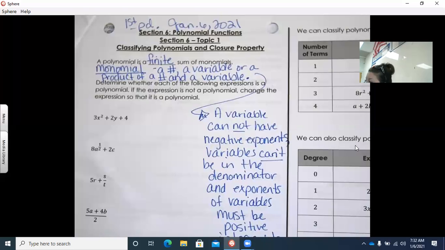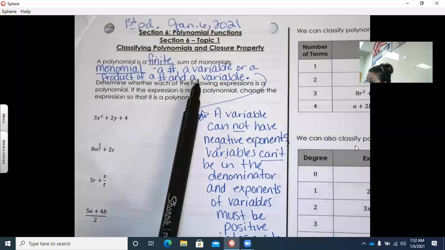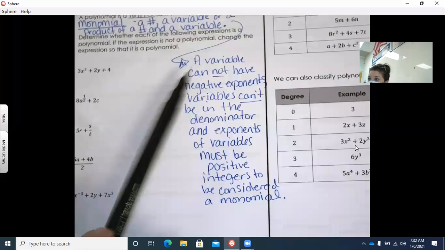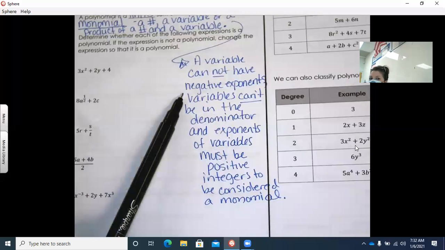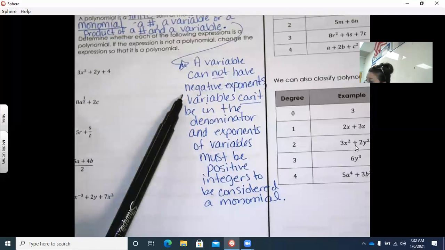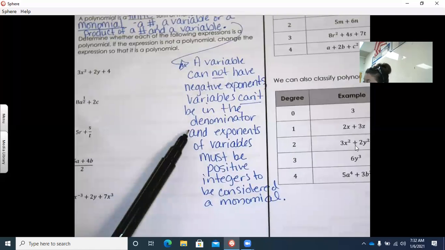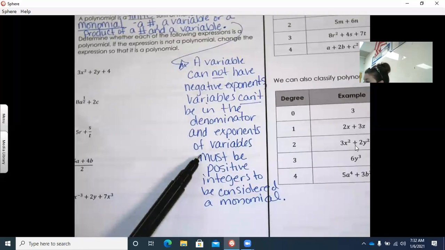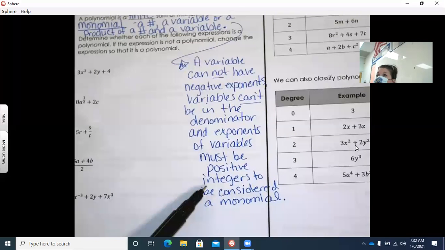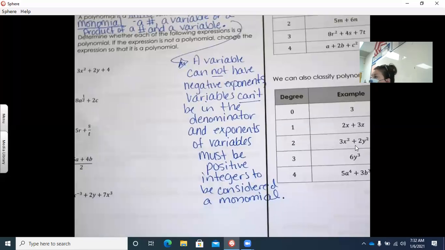But you have to be very careful because your variable's got certain restrictions that you have to pay attention to. So a variable cannot have negative exponents. If it does, then it's not considered a monomial, okay? You're going to see variables with negative exponents, but when you do, we don't call them monomials or polynomials. Variables cannot be in the denominator in order to be a monomial. And exponents of variables must be positive integers to be considered a monomial. If you have a negative integer, it's not a monomial.